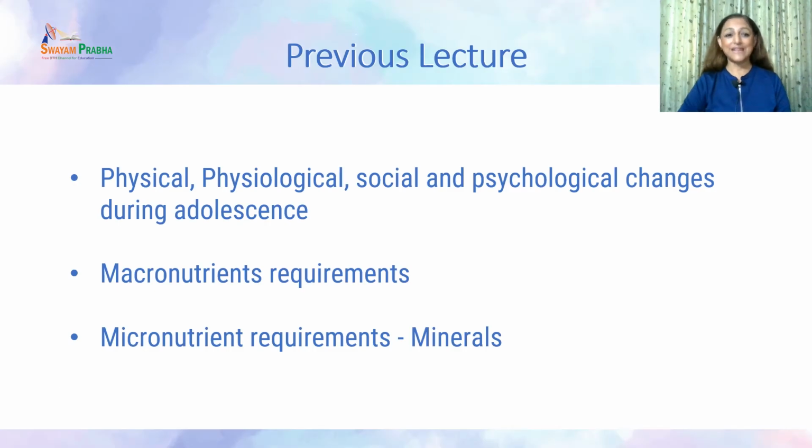In the previous lecture, we had studied about the physical, physiological, social and psychological changes during adolescence. And we also studied about the macronutrient requirements, that is energy, carbohydrates, proteins and fats. And then we studied about the micronutrient requirements and we started with the minerals.